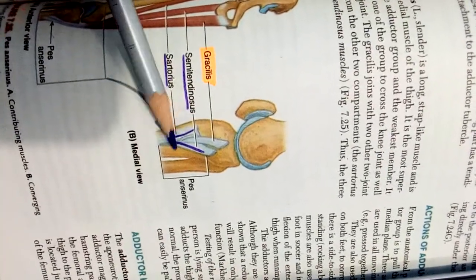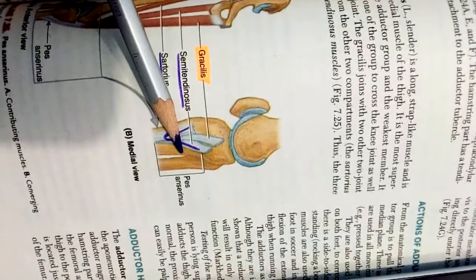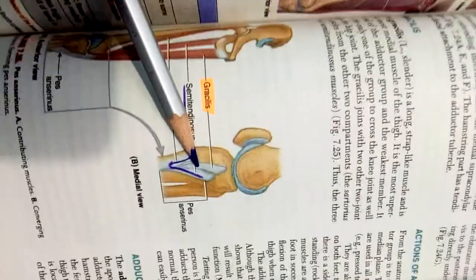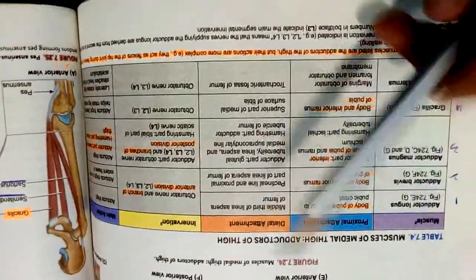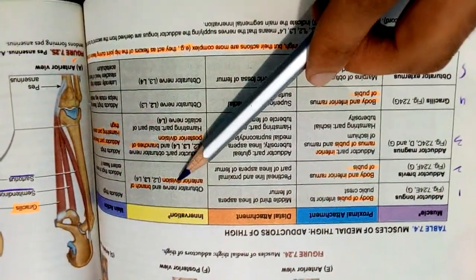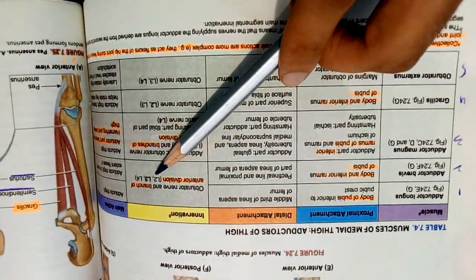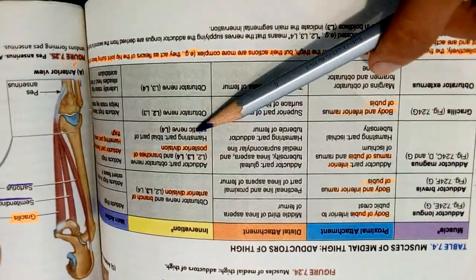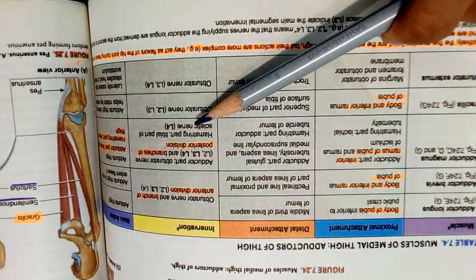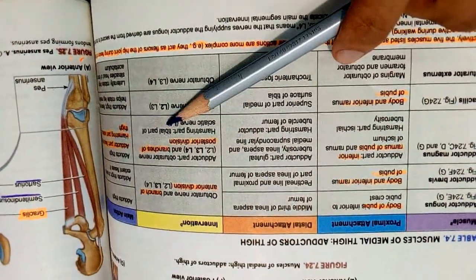Sartorius, semitendinosus and gracilis. Now coming towards the innervation, this all part is supplied by the obturator nerve having a root value L2, 3 and 4. Okay, except the hamstring part of the adductor magnus, which is supplied by the tibial part.